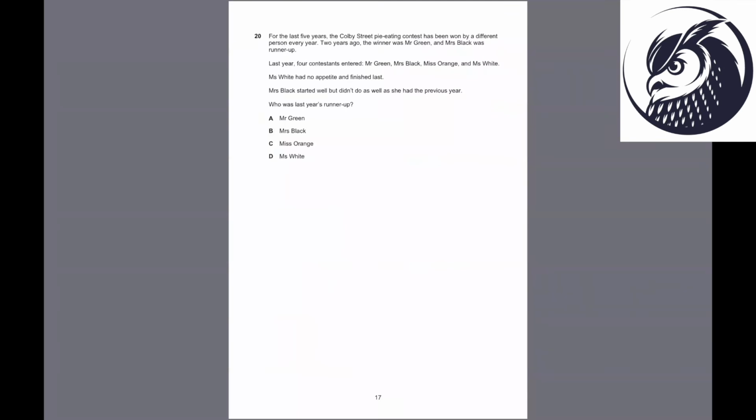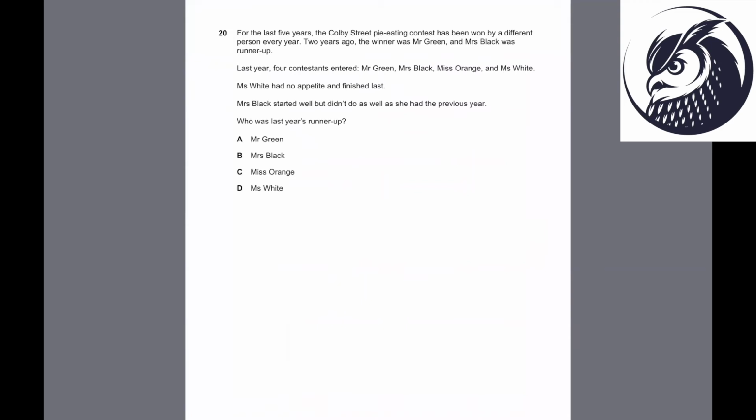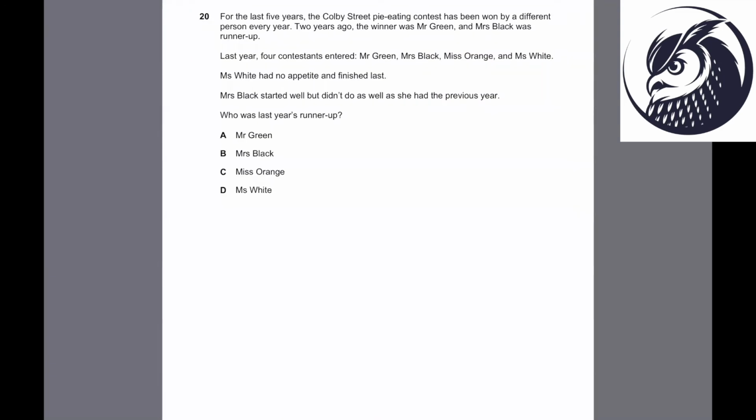Now let's have a look at question 20. So question 20 is one of those problem-solving questions. So let's have a read through the information and then try and represent it in a diagram. Remember, the key way to approach this type of question is by doing a diagram. So for the last 5 years, the Colby Street pie eating contest has been won by a different person every year. Now that's important, so let's just keep a note of that. A different winner every year.